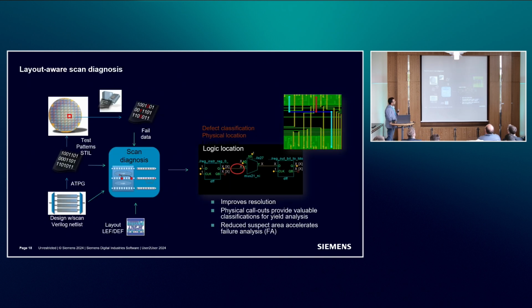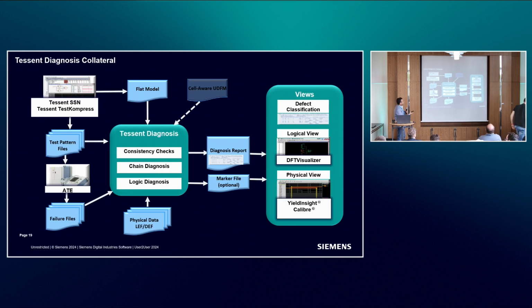Okay, so concluding this one, the scan diagnosis is going to improve your diagnosis resolution. Obviously, with the layout information, you're going to gain X and Y coordinates of what the failure is. But beyond that, what Tessent diagnosis does is the consistency checks between your layout and the data that you have in the Tessent for the pattern generation purposes. You can perform chain diagnosis, you can perform logic diagnosis. With the diagnosis report generated out of it, you can do the logical viewing and the defect classification, and then optionally, you can create the marker file for the physical view of the defects itself.